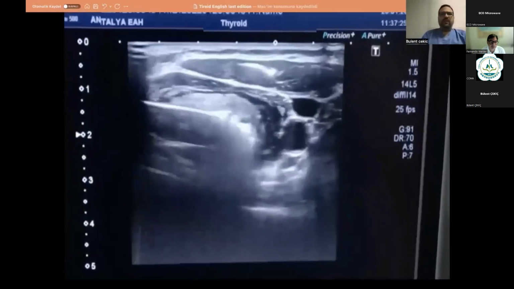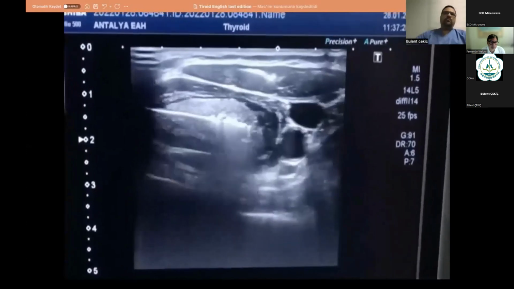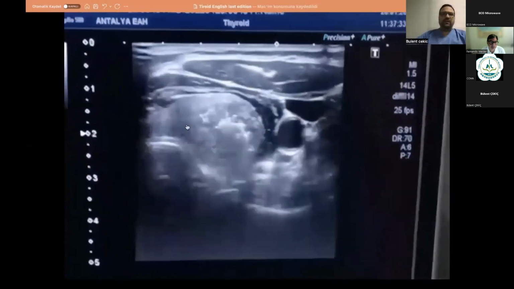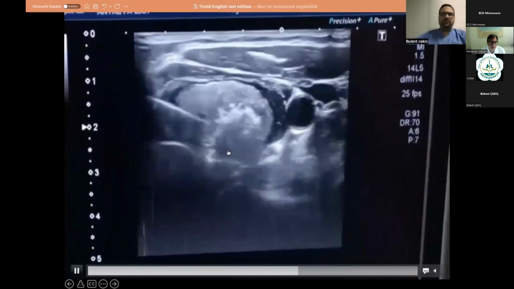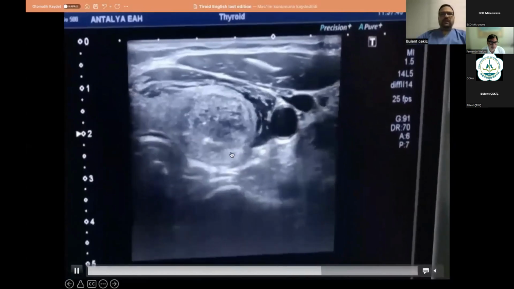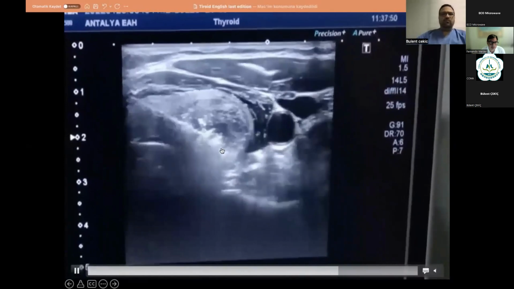And when I finish the posterior inferior part, we go to the next step, and then we treat the middle part of the thyroid nodule. And if we see bubbles, we move back.